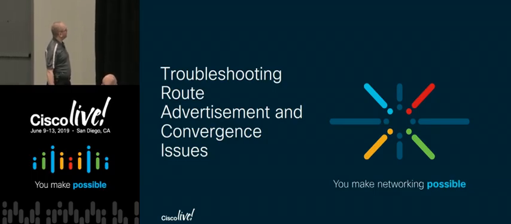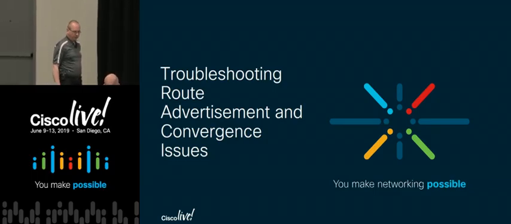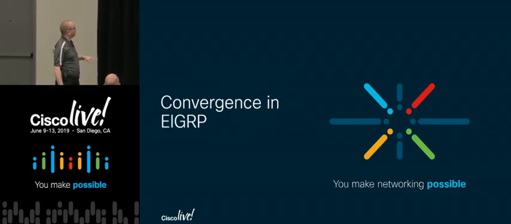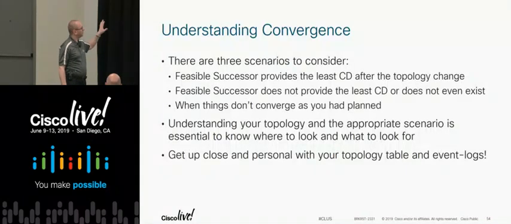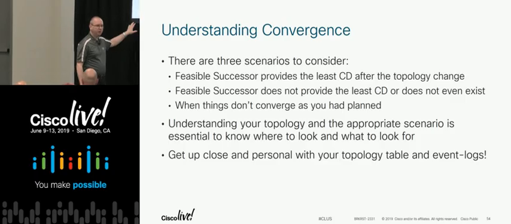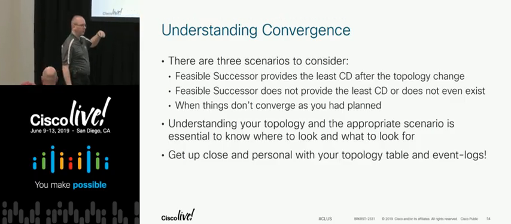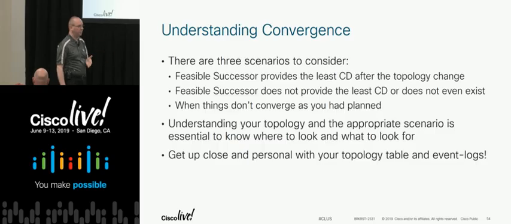Regarding route troubleshooting, the advertisement and convergence issues, let's see. The convergence in EIGRP, you know that we have these local computations and diffusing computations. With the local computation, that means that you can just switch from one neighbor to another because the next neighbor is still satisfying the feasibility condition. That is quick, fast, works quickly.